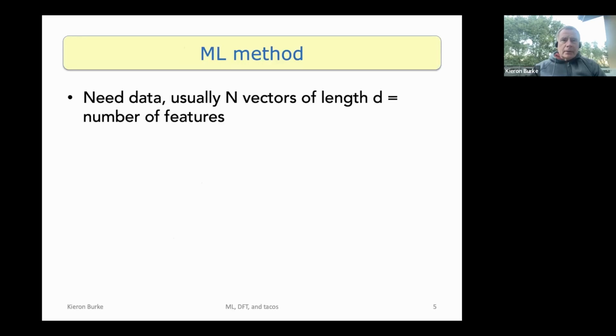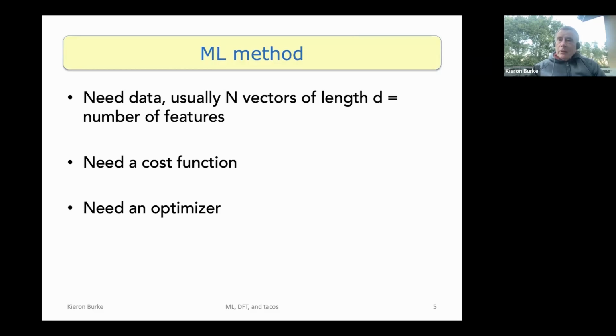Okay, so machine learning methods: you need to start with data, and usually you have n vectors of length d, where the size of the vector is the number of features, and these days n can go up to tens of millions of data points, hence big data. You need a cost function, something that tells you how well you're doing your task, what it is you're trying to minimize. You need an optimizer, some way of finding the minimum. And then, of course, overall, you need a model. If we think of regression as fitting a function, you need some model with parameters that you're going to fit.